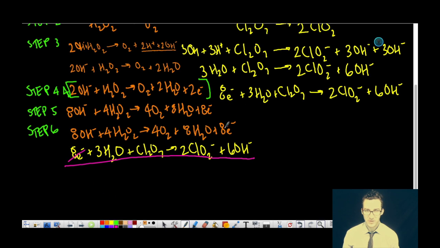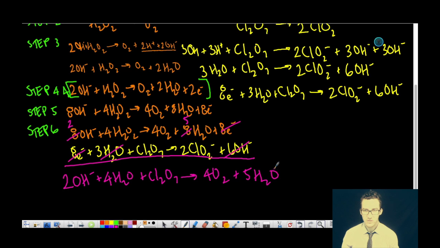Again, let's go back and cancel out those electrons. They don't need to be expressed in the final reaction. We can get rid of some of our hydroxides here, end up with 2. The waters will cancel out all of them here and leave us with 5 over here, which means that our final balanced redox reaction is going to look something like this: 2OH minus plus 4 H2O2 plus Cl2O7 forms 4 O2 plus 5 H2O plus 2 ClO2 minus. Just kidding, that's an H2O2. And we're done.